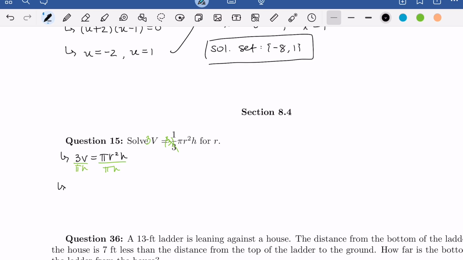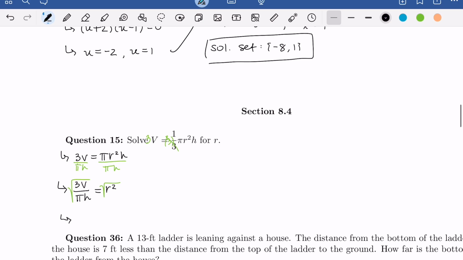We're left with 3v over pi times h is equal to r squared. Now again, we want r to be completely alone here, so what we're going to do is take the square root of both sides. Doing so, r is going to be equal to, and we can't forget the plus or minus.